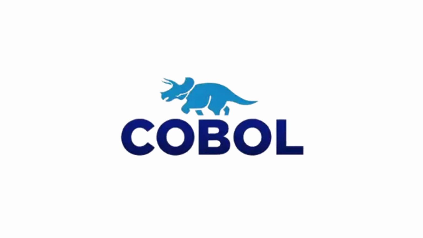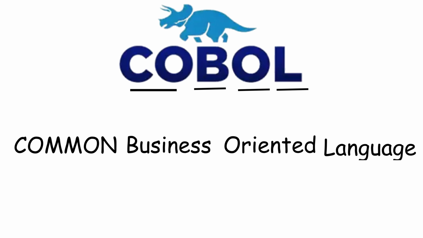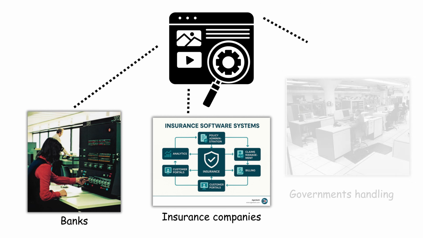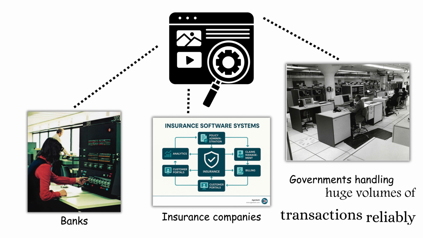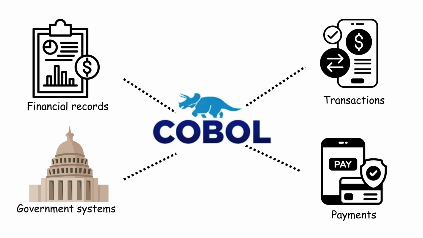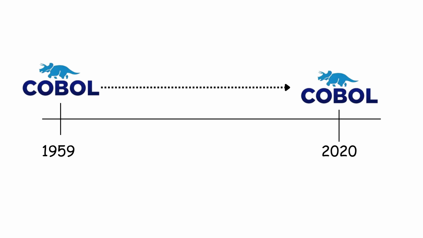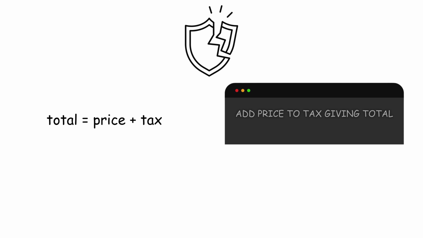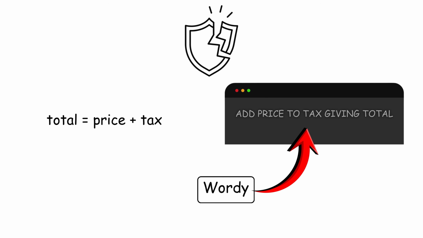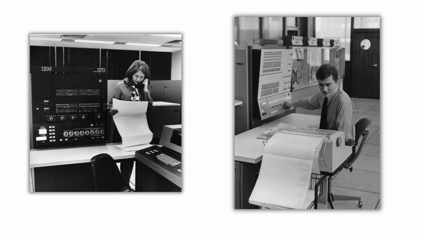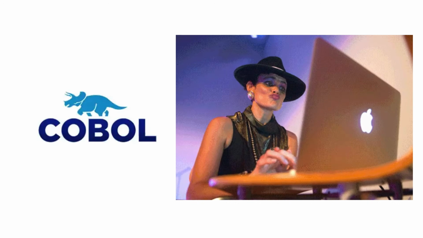That's also where the name comes from. Common Business-Oriented Language. That readability made it ideal for banks, insurance companies, and governments handling huge volumes of transactions reliably. Because of that, COBOL became the backbone of many financial systems, and much of that code still runs today, since replacing it is risky and expensive. Its weakness is that the same plain English style makes it wordy and slow to write compared to modern languages.